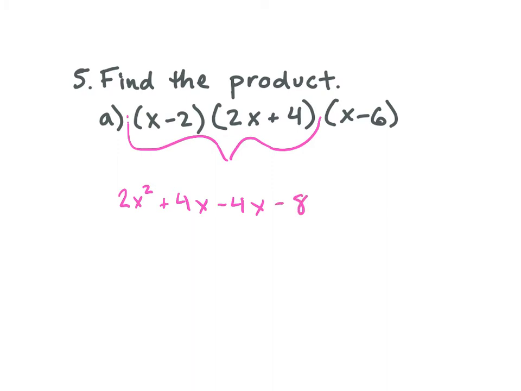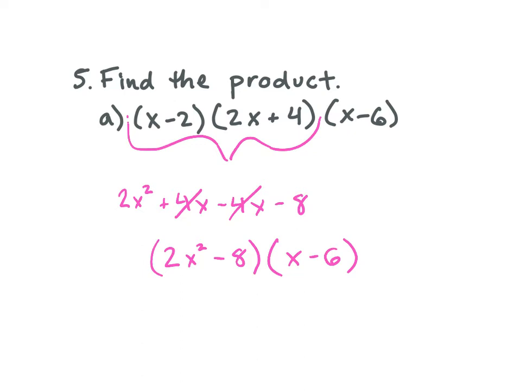-8. Can we simplify this? Yep. So the 4x and the -4x cancel. So we have 2x squared minus 8. Now we take this, multiply it by our third binomial. So the x minus 6.